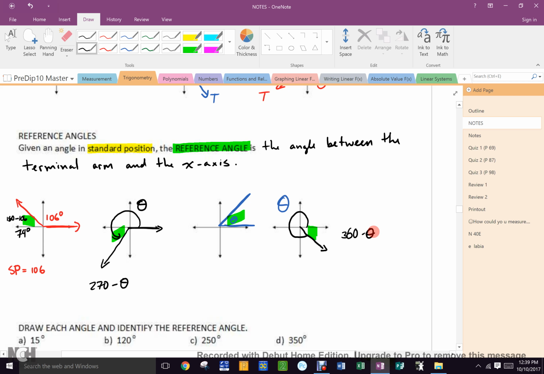I'm pretty sure that the second one I did was because it said between the terminal arm and the x-axis, I just went to the y-axis. No, that's not the reference angle. The reference angle is between the terminal arm and the x-axis. So I messed up. Is everybody good with the concept? Great. Let's do some actual math.